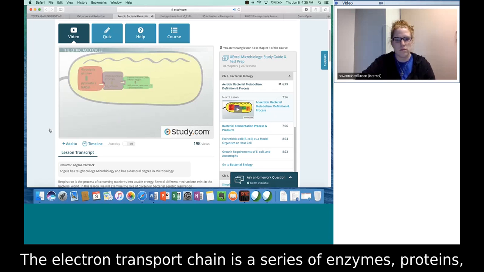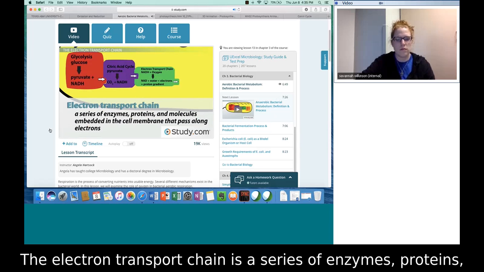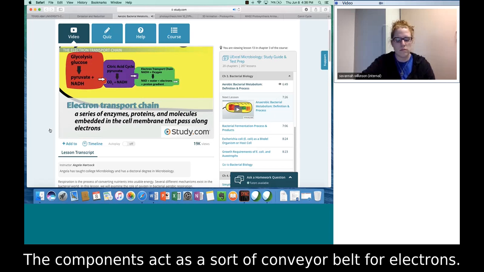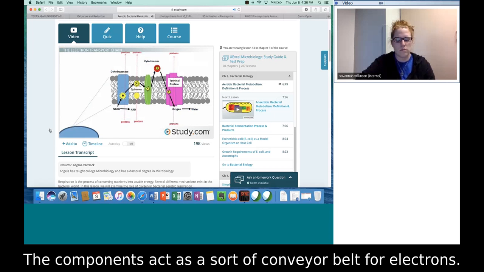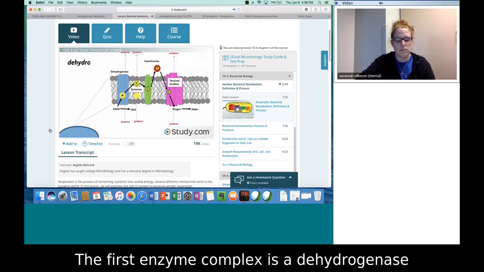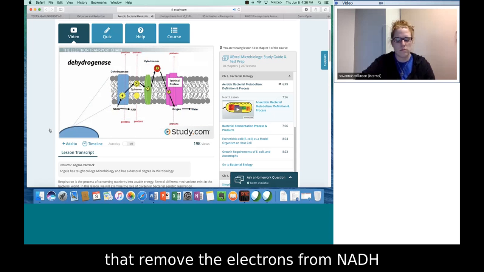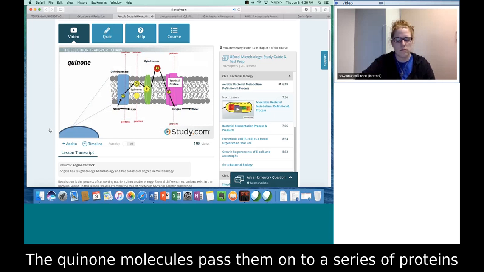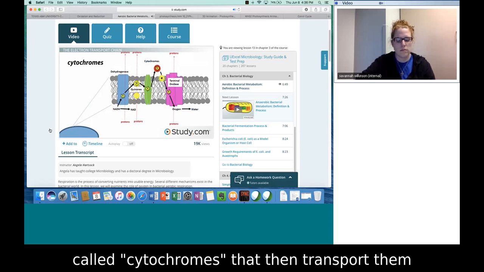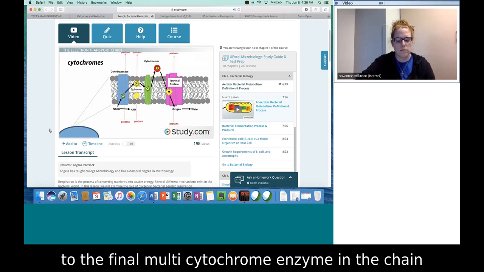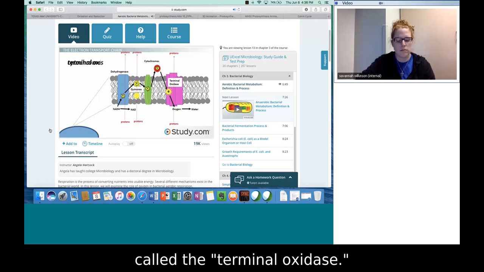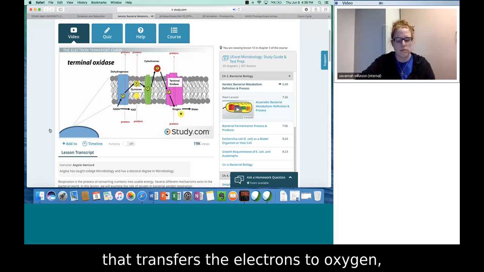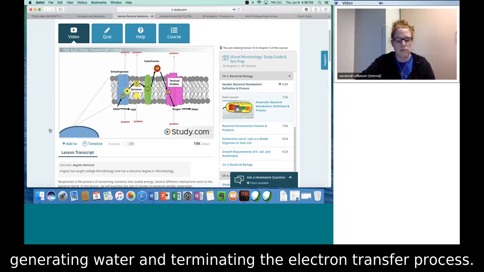transport chain. The electron transport chain is a series of enzymes, proteins, and molecules embedded in the cell membrane that pass along electrons. The components act as a sort of conveyor belt for electrons. The first enzyme complex is a dehydrogenase that removes the electrons from NADH and passes them to a molecule called quinone. The quinone molecules pass them on to a series of proteins called cytochromes that then transport them to the final multi-cytochrome enzyme in the chain called the terminal oxidase.